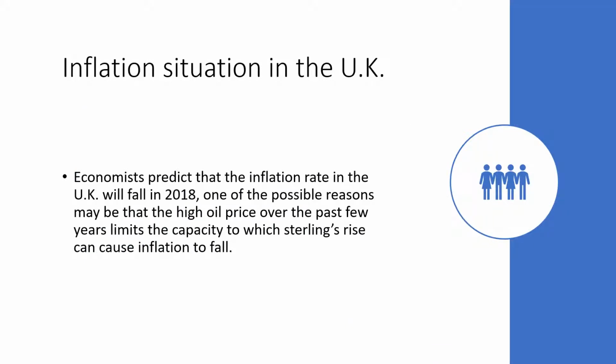On the other hand, talking about the inflation rate in the UK, it is completely different from the US. According to Thorpe, a range of economists forecast that the inflation rate in the UK will fall in 2018. This is because the increase in the oil price over the past few years limits the capacity to which sterling's rise can cause inflation to fall. As a consequence of this, the Bank of England expects that the inflation in the UK will fall to 2.6% in 2018.